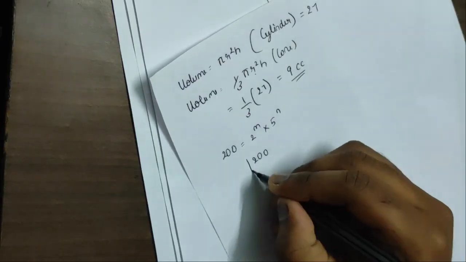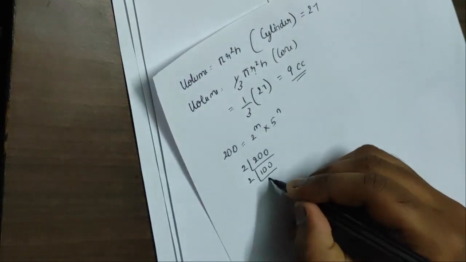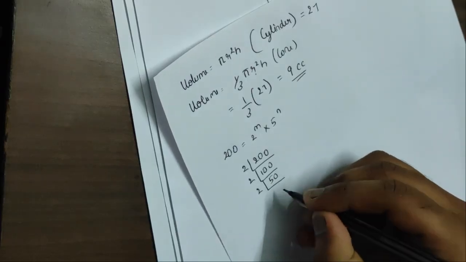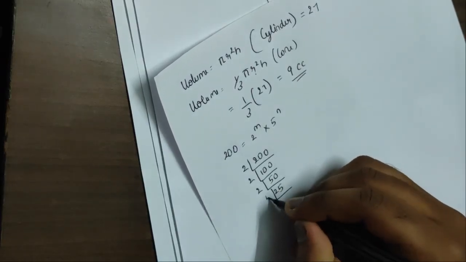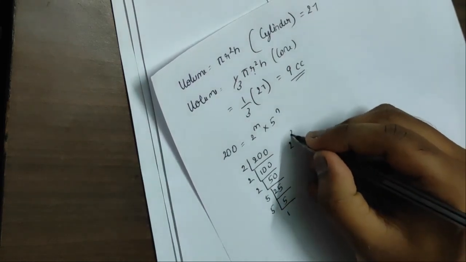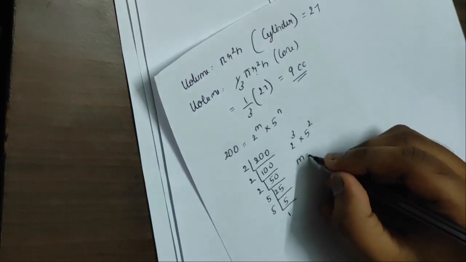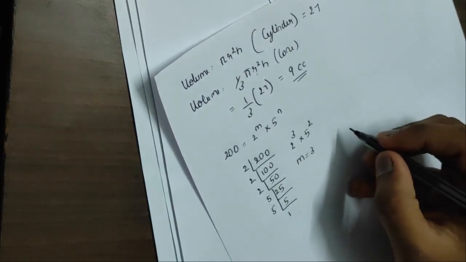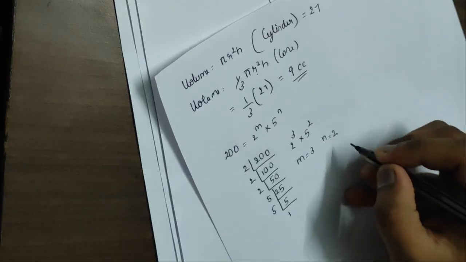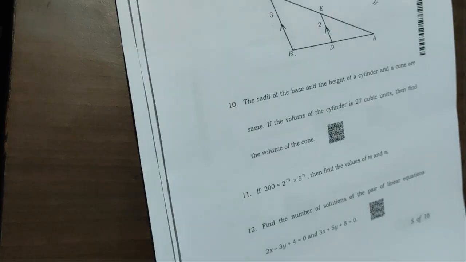We have to divide the value of 200: 200, 2 is 100, 2 is 50, 2 is 25, 5 5s are 25, 5 1s are 5. This is 2 to the power 3 into 5 to the power 2. The value of m is 3 and the value of n is 2. So the answer is m equal to 3 and n is 2.